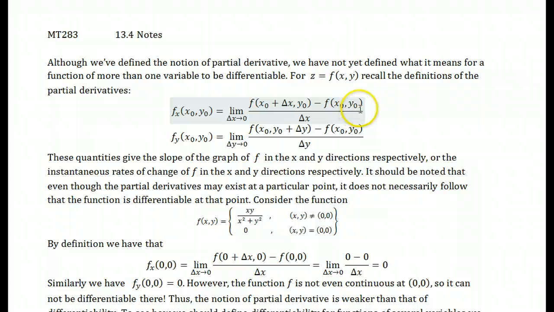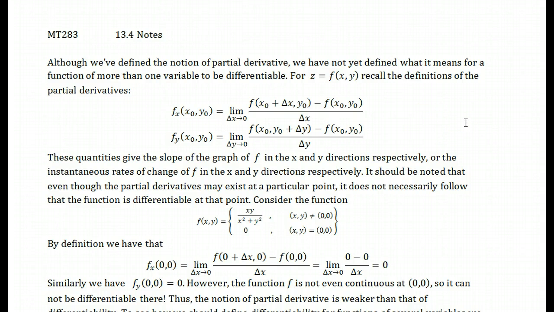For instance, you fix a y value, and then take the derivative with respect to x, and then plug in your point. Or vice versa, you can fix an x value and take the derivative with respect to y. So we know a little bit about that. We've interpreted that as the slope of the graph in the x or y directions.